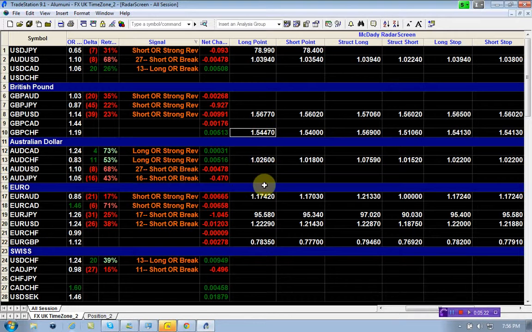We're buying about 154.47. Your structured long point is 156.90, and your stop is the 154.15. On the short side, you're going short below 154. Your stop is the 154.15, and your structured short point is 151.06. Okay.